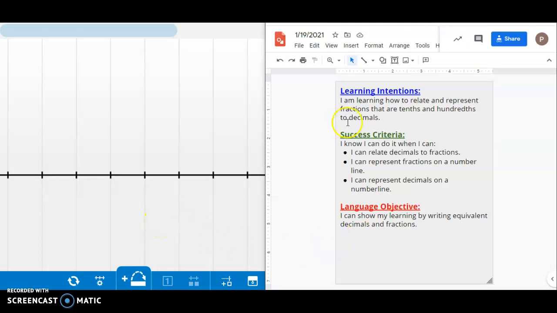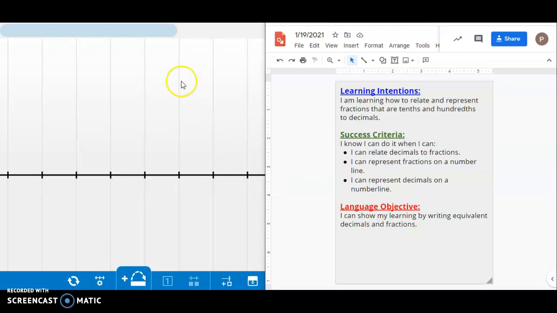Hello, today we are going to be learning how to relate and represent fractions that are tenths and hundredths to decimals. You know you can do it when you can relate decimals to fractions, when you can represent fractions on a number line, and when you can represent decimals on a number line. And we are going to be writing equivalent decimals and fractions, meaning decimals that are equal to fractions. They show the same thing.